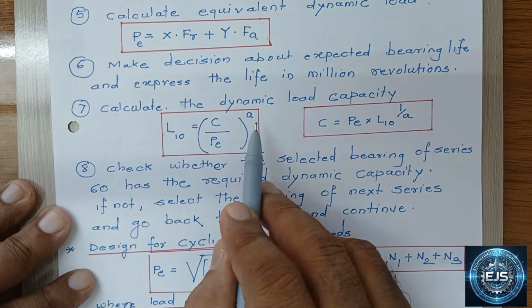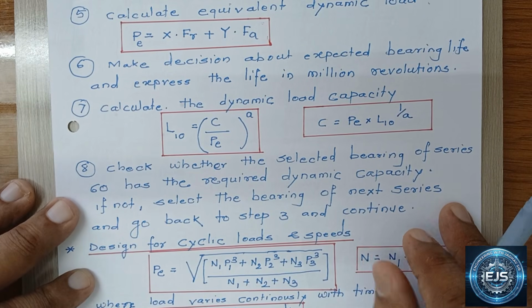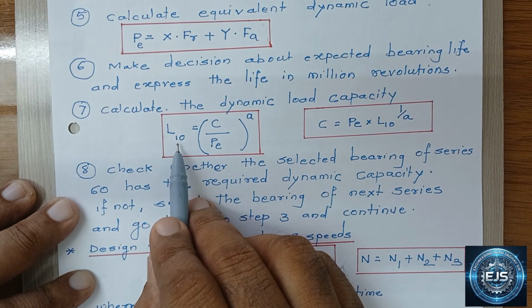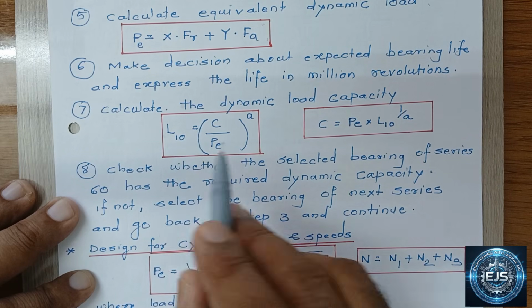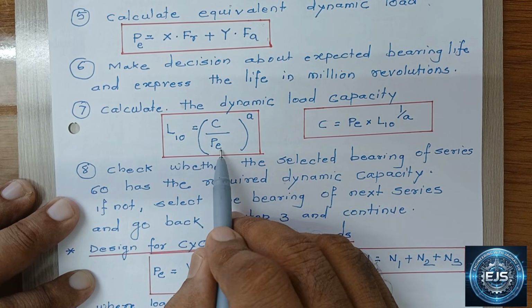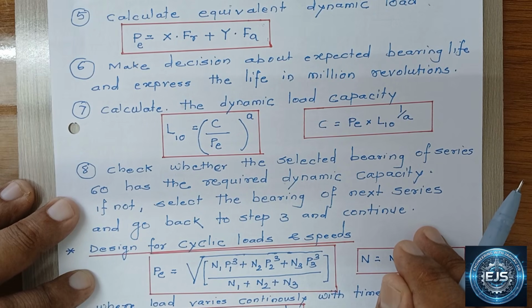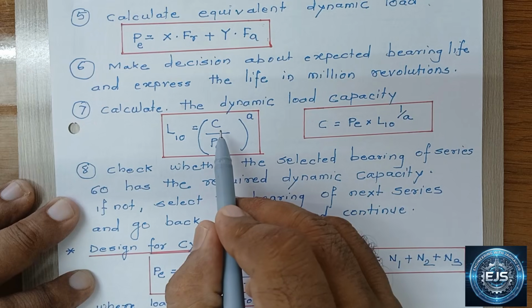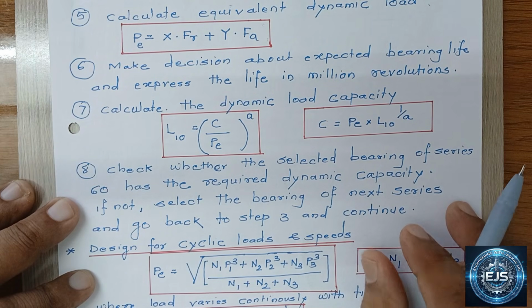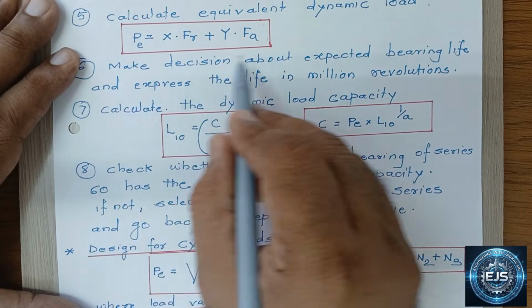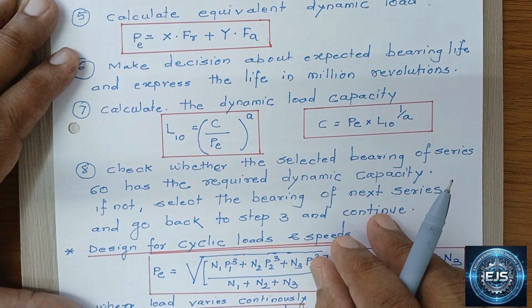Then the seventh step is to calculate the dynamic load capacity of the bearing. So we have the load life relationship. L10 is the rating life of the bearing in millions of revolutions. L10 is equal to C upon PE raised to A, where A is a constant. For a ball bearing, A is equal to 3, and for a cylindrical roller bearing, A is equal to 10 by 3. C is the dynamic load carrying capacity of the bearing, and PE is the equivalent dynamic load that is calculated in the fifth step.